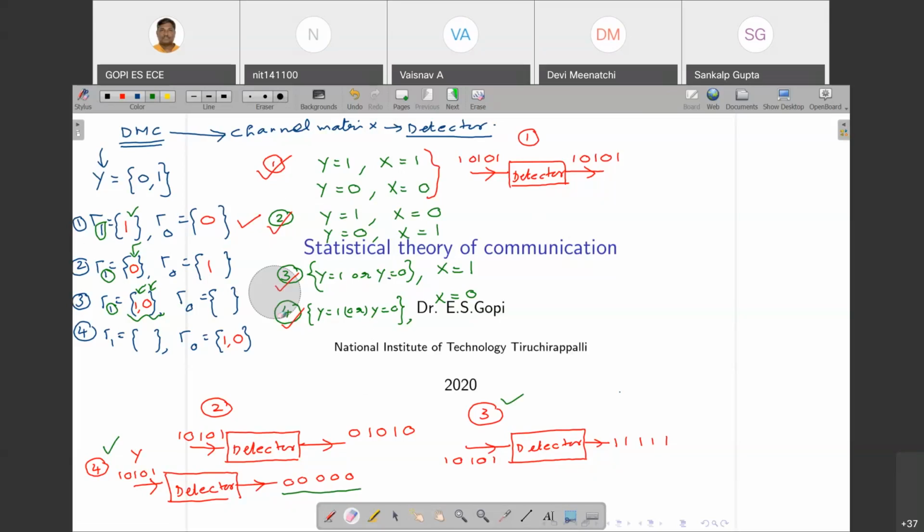But what determines that? How to fix whether the first rule is best, or the second, or third, or fourth rule is best to assign for the detector? So what we are going to do is form an objective function. We have to form a cost function associated with each rule, and see which rule is giving you the least cost. And that rule we are going to use for the final design.